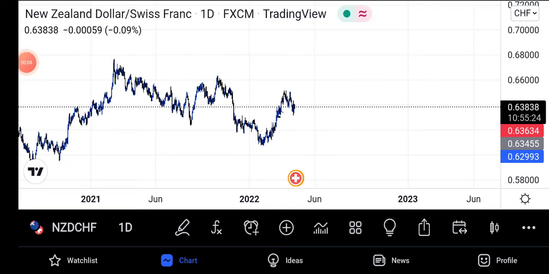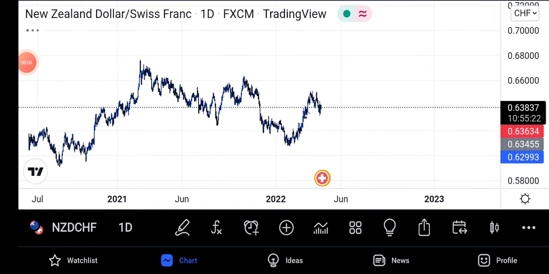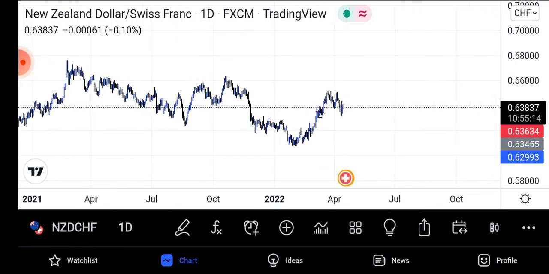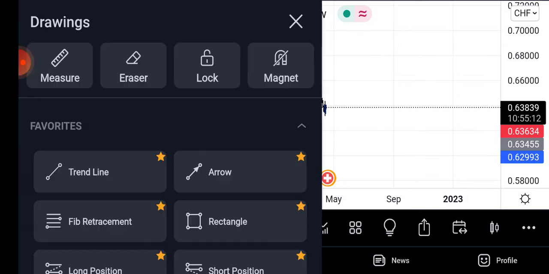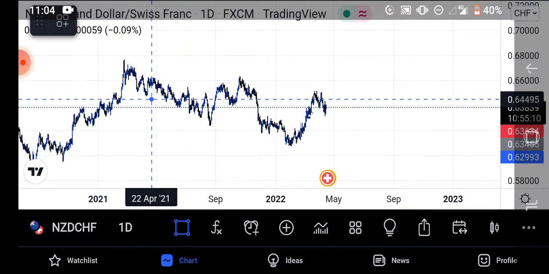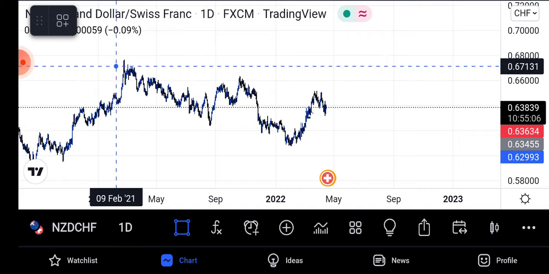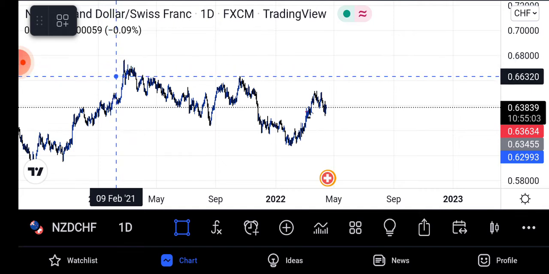Okay, so I'll be using this as an example on how to spot support and resistance, right from the daily candle down to the M15. Alright, so first off, I'll start by picking up my rectangle tool, then I'll take it from the up to the down. Right, that's my first resistance point.